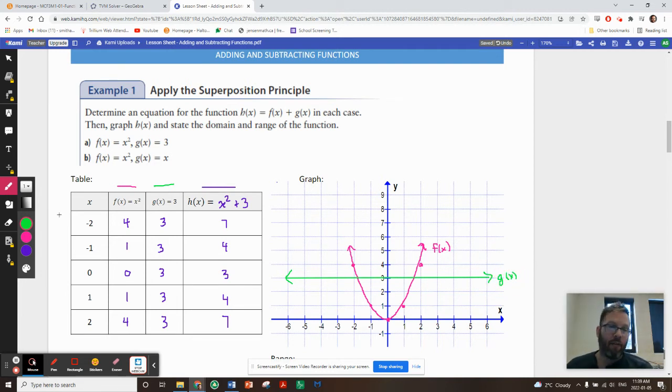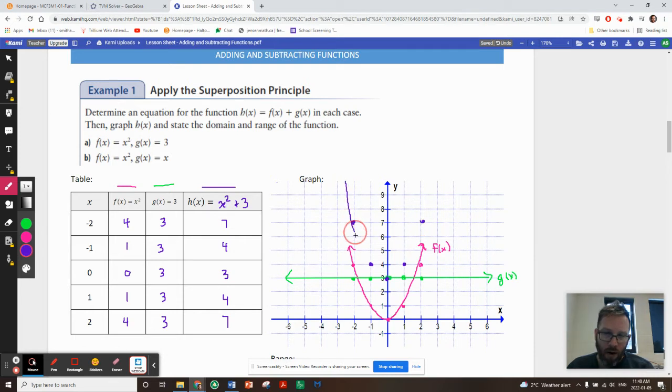And our function h of x is the function x squared plus 3. But look at the graph of this one. The graph of this one comes from just adding the y values of each function. So let's do that visually. At negative 2, we've got 3 plus 4, 7. At negative 1, 3 plus 1, 4. 0 plus 3 is 3. 1 plus 3 is 4. And 3 plus 4 is 7.